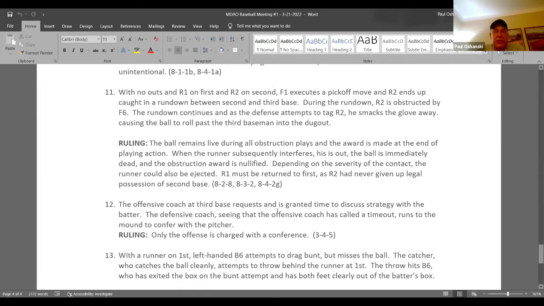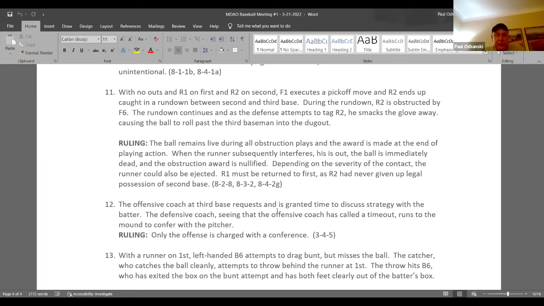Number 11, no outs and R1 on first and R2 on second. F1, the pitcher executes a pickoff move and R2 ends up caught in a rundown between second and third. During the rundown, R2 is obstructed by the shortstop. The rundown continues, and as the defense attempts to tag R2, he of course smacks the glove away, causing the ball to roll past the third baseman and into the dugout. So in this case, we're going to have interference superseding the obstruction.